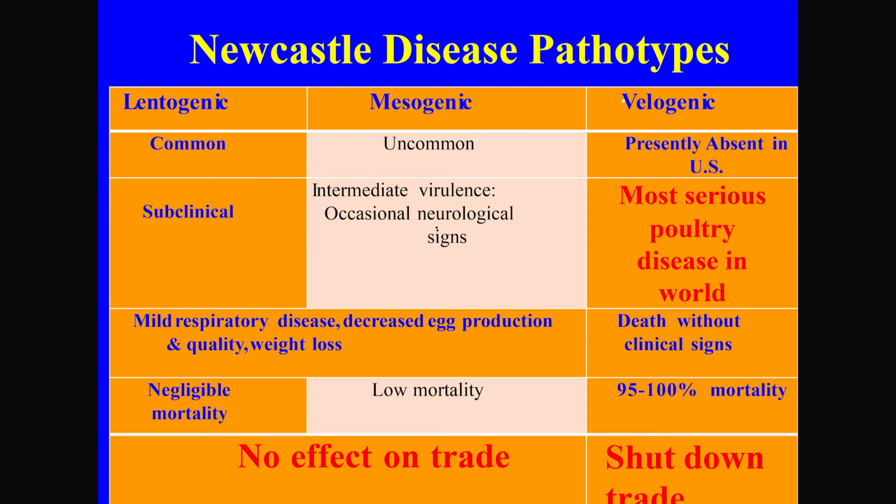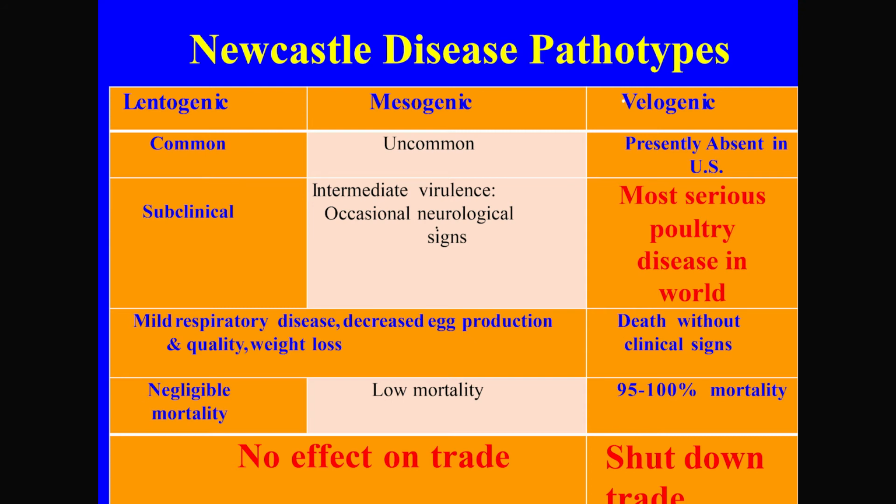Velogenic. Velogenic is, as I mentioned, worldwide. Newcastle is worldwide. I'm here in the United States, and it is presently absent in the United States. But this is the most serious poultry disease in the world. And we see huge problems with this one.